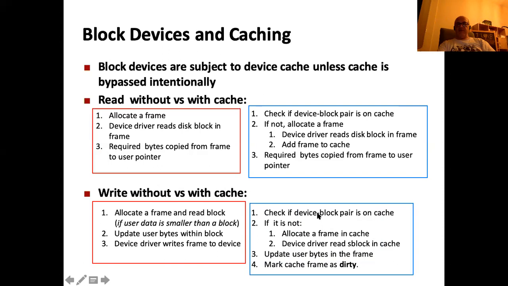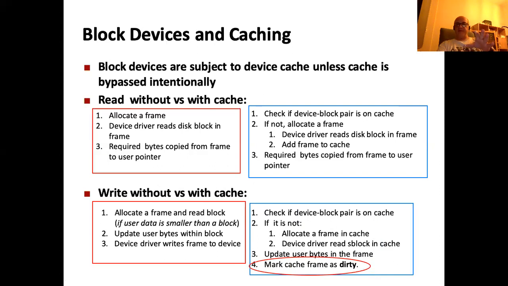We first check if that device block pair is on the cache. If it is not, do the reading. Otherwise, we don't have to read because it is already on cache. But then update the bytes. But we have something interesting at the end. We don't have any writes. We only mark that cache frame as dirty.